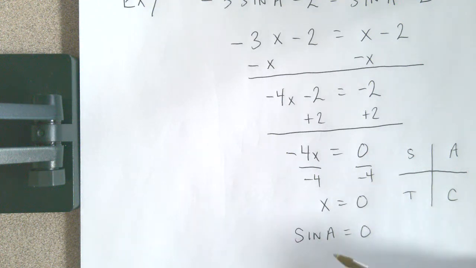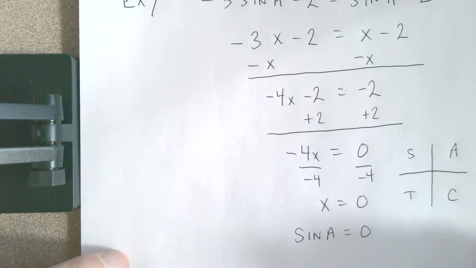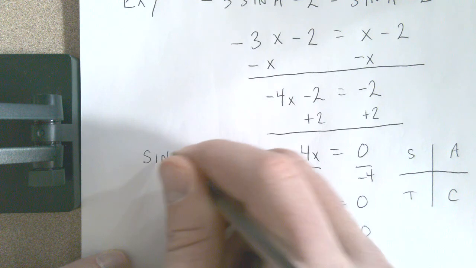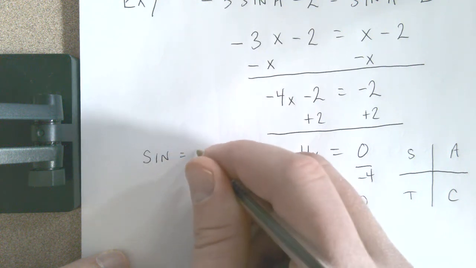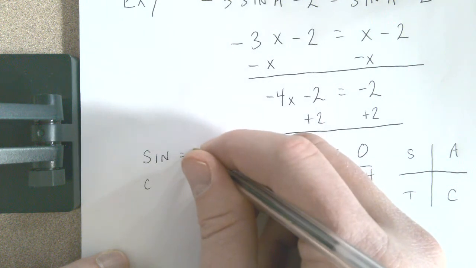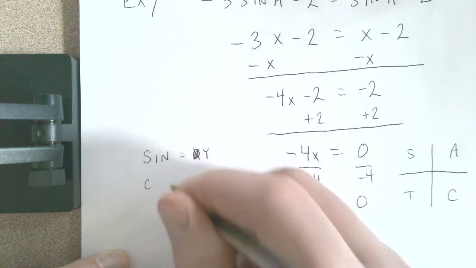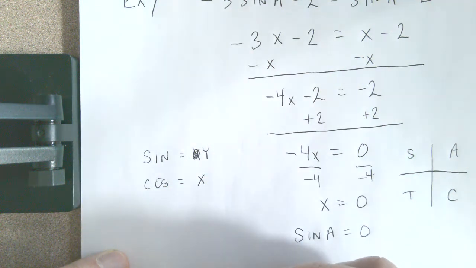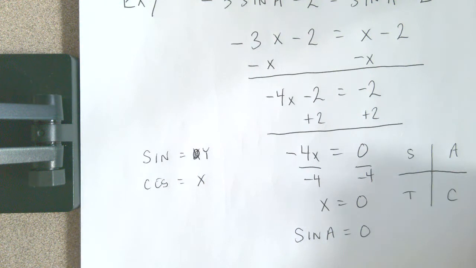Now, for this one, I hope you also remember what we talked about. We know that sine is kind of equal to the x value. No, I've got that backwards. Sine is the y value. Cosine is the x value. So when you're thinking about this, sine of A equals 0. Well, that's not positive or negative.